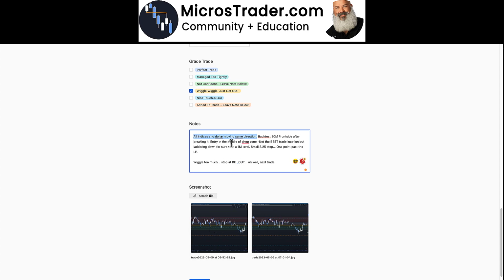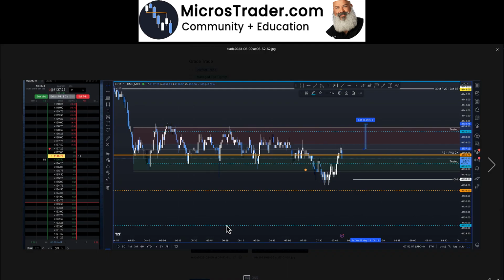This is supplemental information. It was a backside of a 30, it was a back test of a 30-minute front side after breaking it. Entry was in the middle of the chop zone, not the best trade location, but we were laddering down for sure with a 1 minute level. I had a small stop. And it just wiggled too much. I put my stop at break even and I got out. Oh, well, next trade.